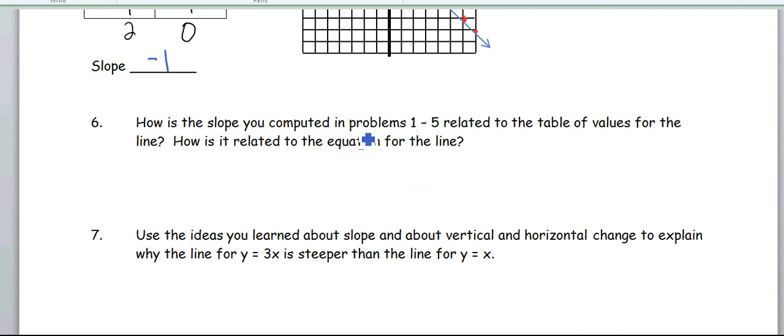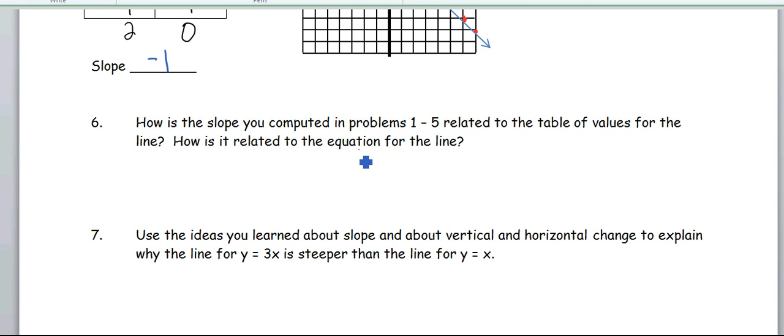Number 6, how is the slope you computed in problems 1 through 5 related to the table of values for the line? How is it related to the equation for the line? What I'd like for you to do is answer that, bring your notes page to your teacher, and you'll discuss this in class.